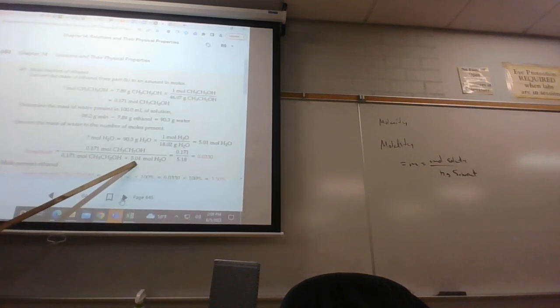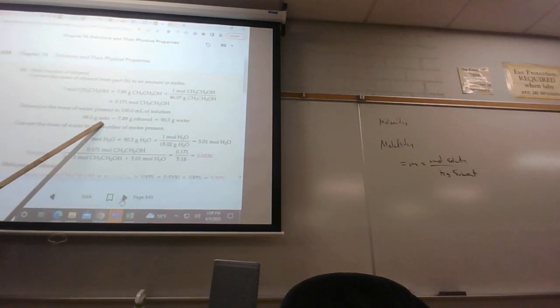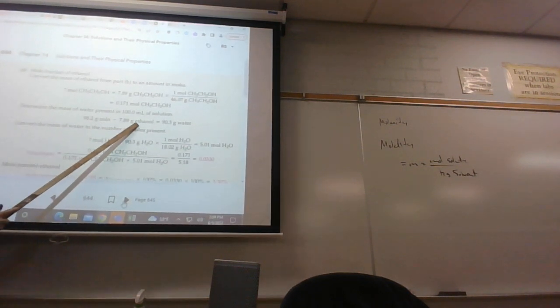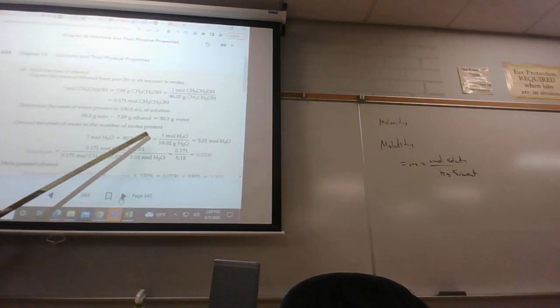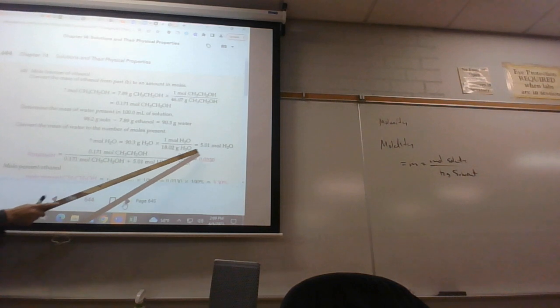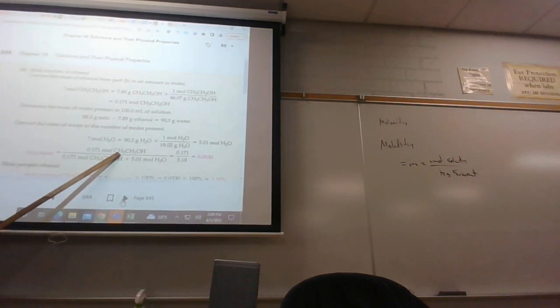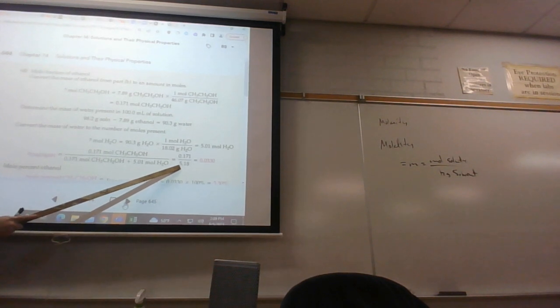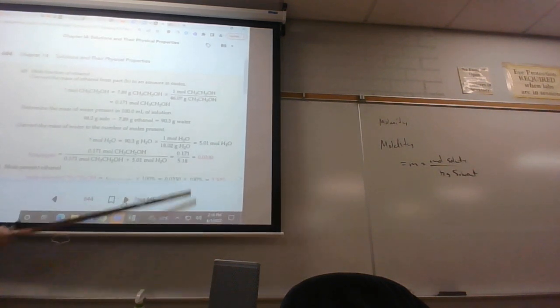Then we need how many milliliters of water or grams of water we have. So we know the total grams of solution. We subtract the grams of solute, and we get the grams of solvent. This is 90.3 grams of solvent, which is 5.01 moles. And so 0.171 moles of ethanol over 5.18 total moles gives us a mole fraction of 0.0330 over 1.